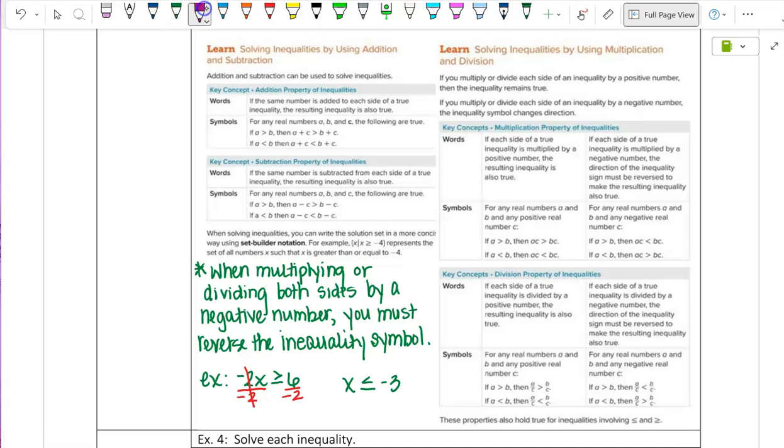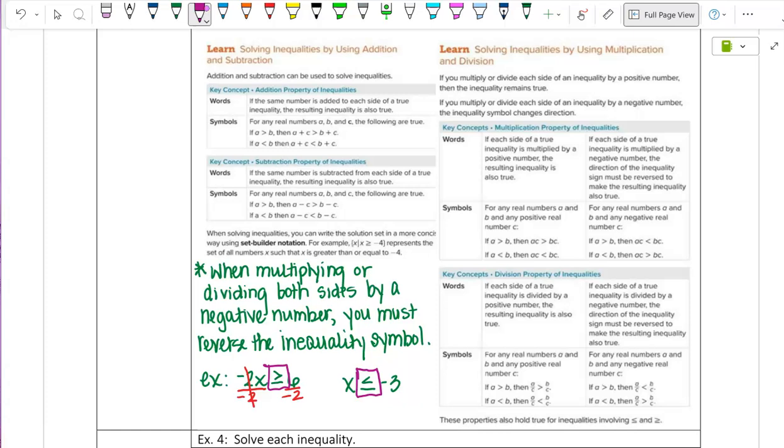So we have to pay attention. The inequality started off as greater than or equal to, but because we divided by a negative, it changes the direction of the inequality symbol. And that's a very key step. That is really the only difference in solving inequalities versus solving equations, is that little step if you multiply or divide by a negative.